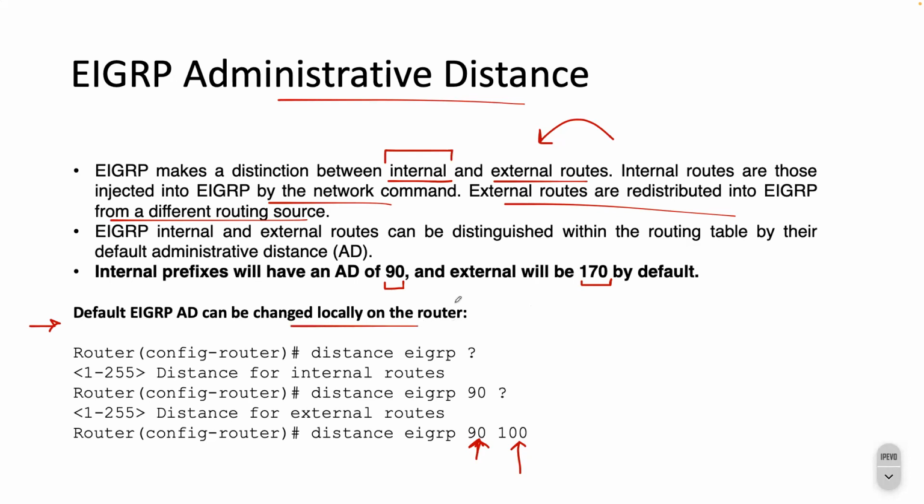Apart from these two routes, there is another route, which is your summary route. When we perform a summarization in EIGRP, that summary route does have an AD value of 5.